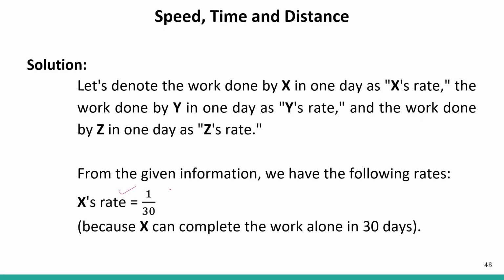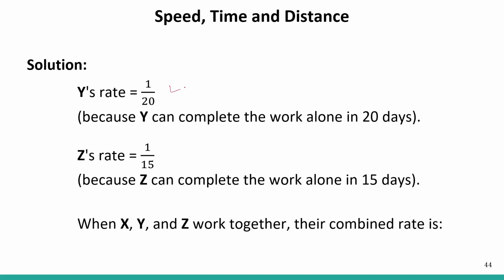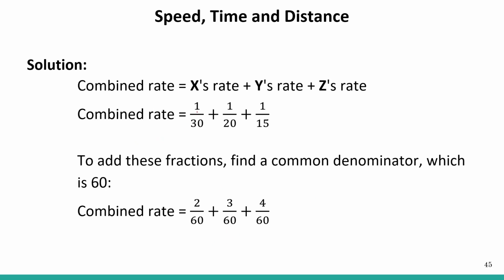So X's rate is equal to 1 by 30, okay, and Y's rate is equal to 1 by 20. So Z's rate is equal to what? 1 by 15, because Z can complete the work in 15 days. So combining X, Y and Z together, what you are left with is 1 by 30 plus 1 by 20 plus 1 by 15. With a common denominator of 60, it will be 2 plus 3 plus 4, which is 9 by 60. So this will be the value, right?